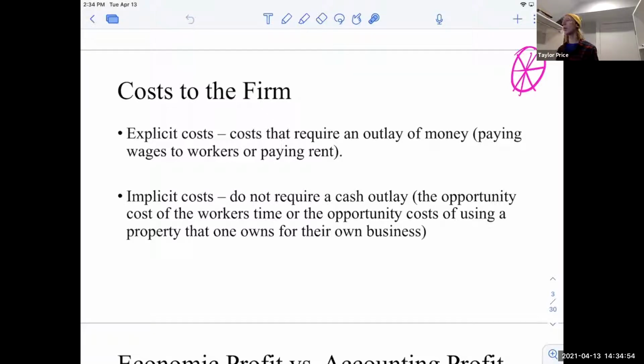Another example of an opportunity cost: let's say that I own a building and I'm using that building for my business. The opportunity cost of me using that building for my business is the rent that I could potentially get on that building if I rented it out. So basically, think of implicit costs as what you could be earning or doing with something if you were not using it in your business, or if you were not doing the labor for your business. That's a good way to think of implicit costs.